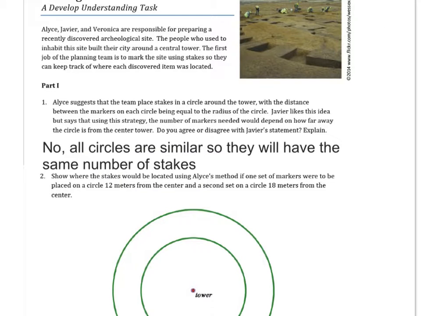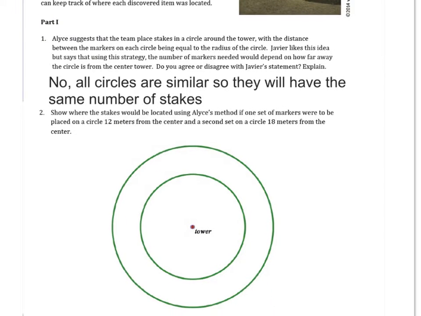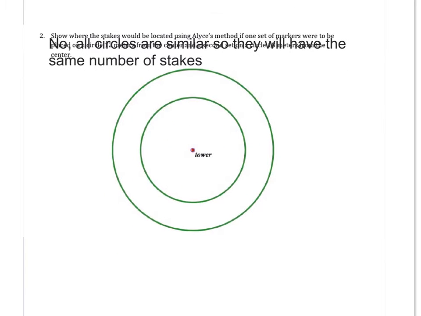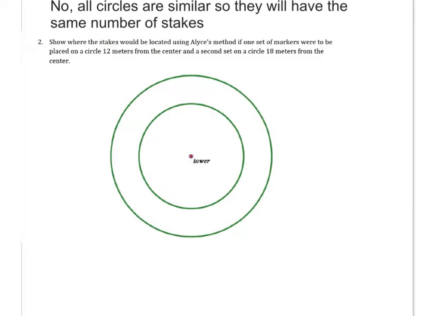So if we look at number 2, show where the stakes would be located using Alice's method if one set of markers were to be placed on a circle 12 meters from the center. So that's this inner radius is 12. And the second set of stakes is 18 meters from the center.